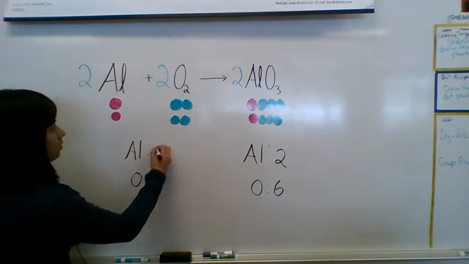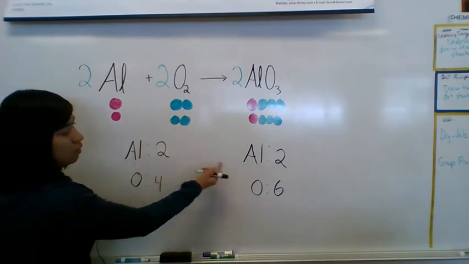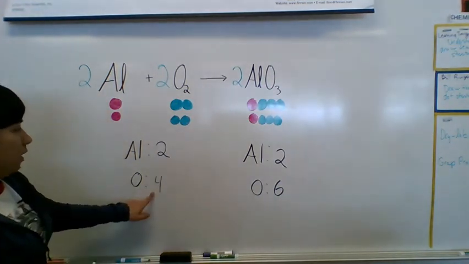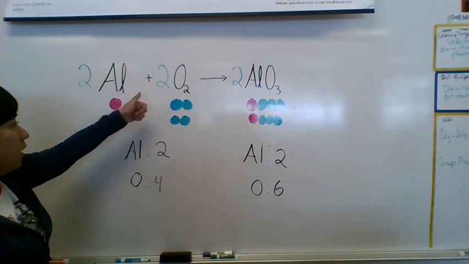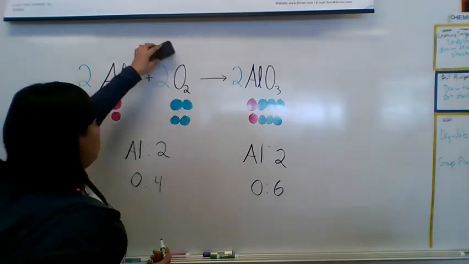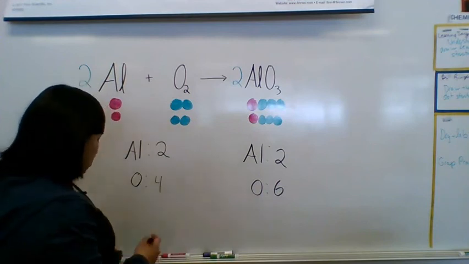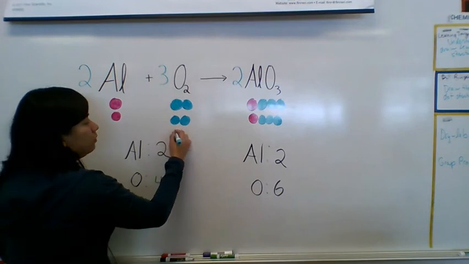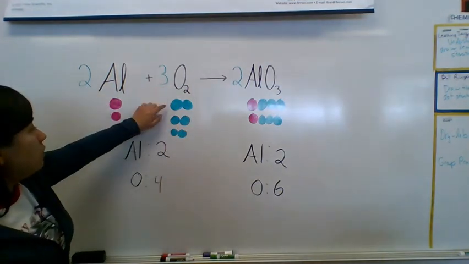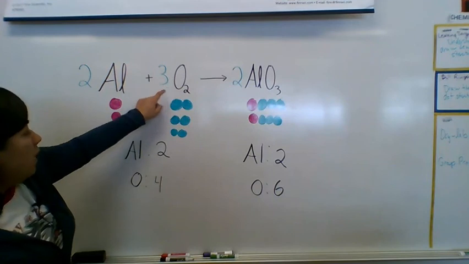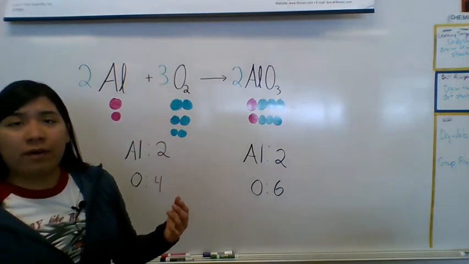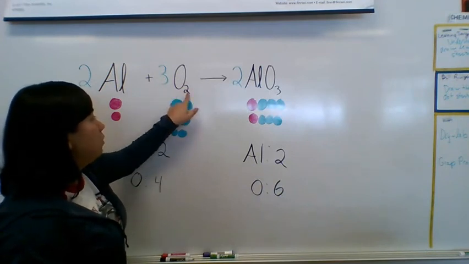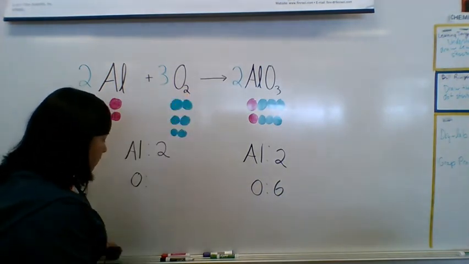Now I have 2 aluminum, so I'm going to go ahead and change this. Our aluminums are balanced now. Now let's take care of oxygen. This is my lower number, so I'm going to increase this again. So let's go ahead and do 3 instead of 2. Going to add another O2. So now I have 3 sets of O2, so 1, 2, 3. And one way that you can count your number of oxygens is the coefficient times the subscript, so 3 times 2. That is going to be 6.